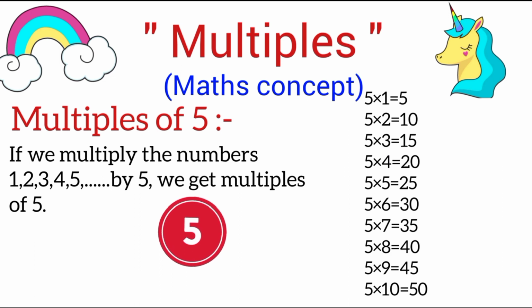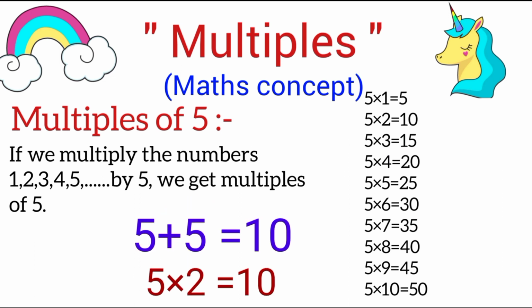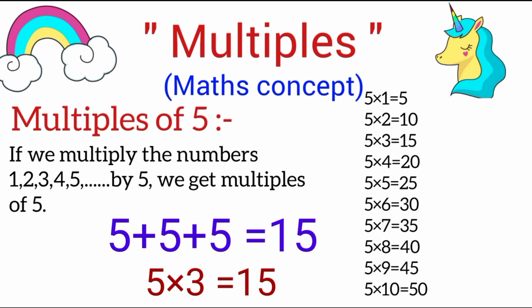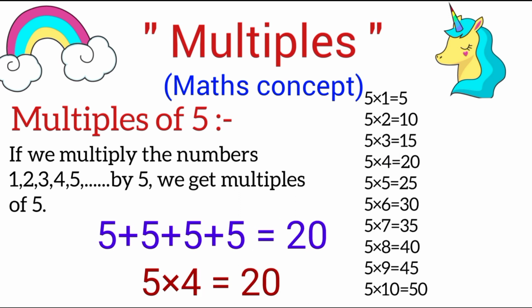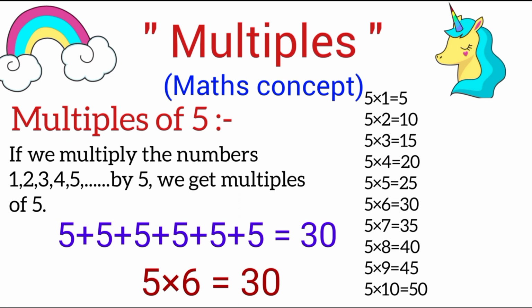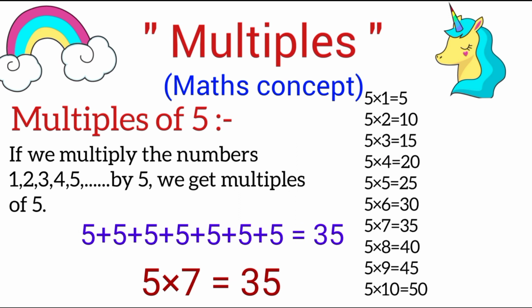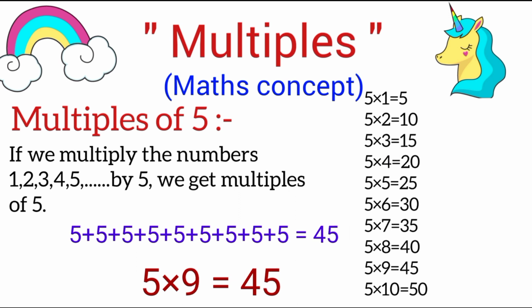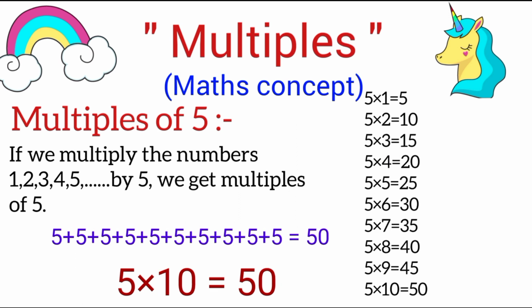Now, let's get into multiples of the number 5. If we multiply the numbers 1, 2, 3, 4, 5 and so on by the number 5, then we get the multiples of 5. That means 5 ones are 5, 5 twos are 10, 5 threes are 15, 5 fours are 20, 5 fives are 25, 5 sixes are 30, 5 sevens are 35, 5 eights are 40, 5 nines are 45, and 5 tens are 50.